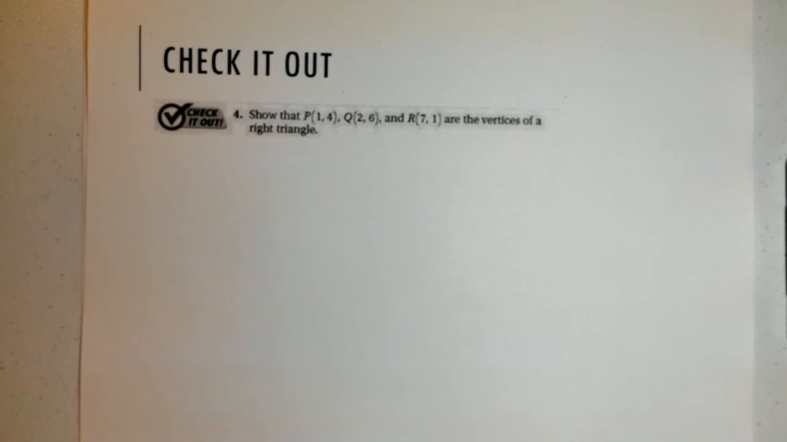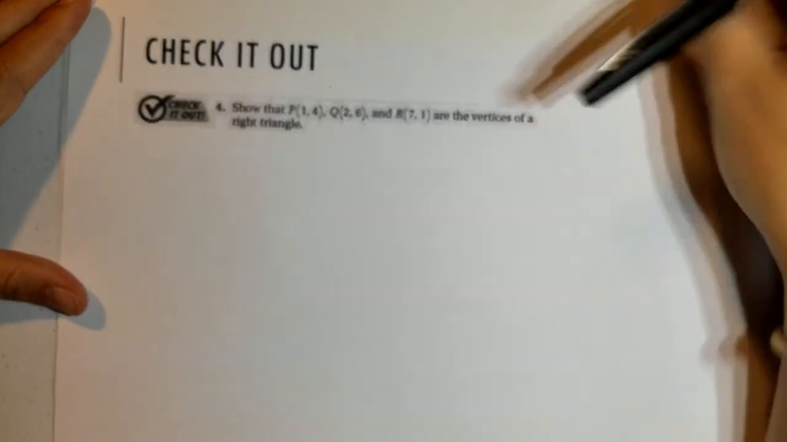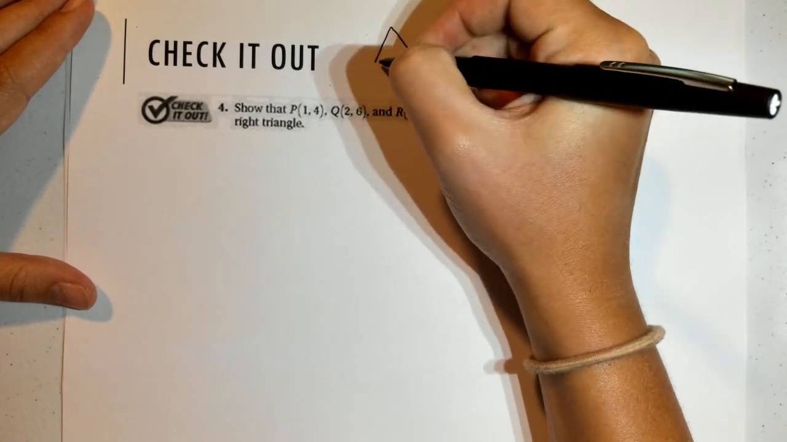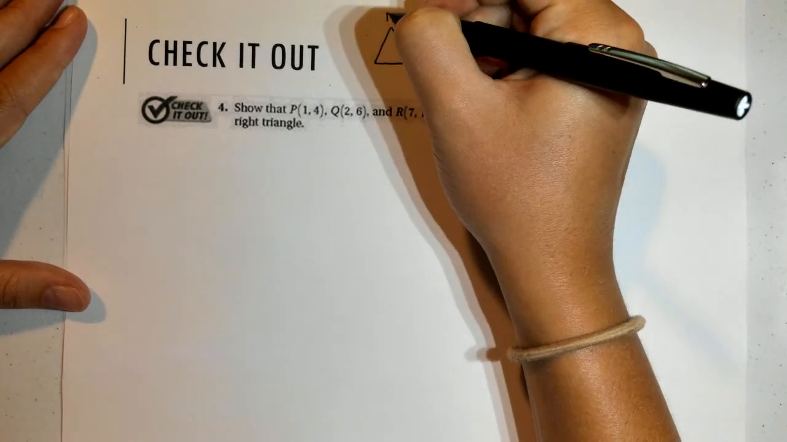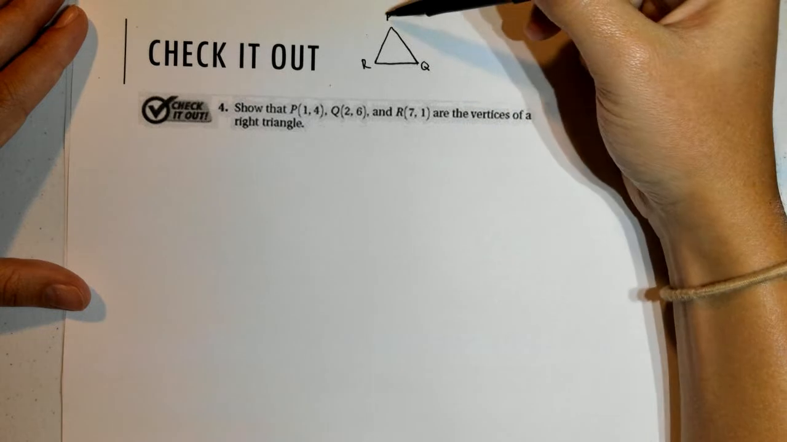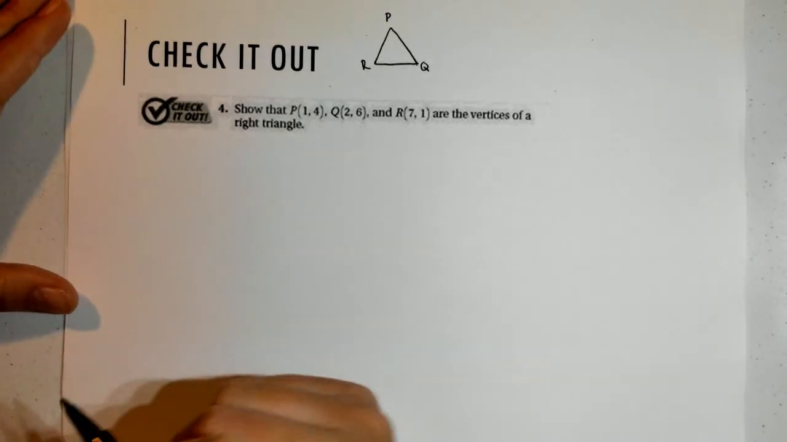Here, we don't know where the right angle is, so we have to find the slope of all 3 of our lines. I'm just going to draw a triangle to help us identify our lines. It's going to be P, Q, R. It's always in alphabetical order. So we're going to have PQ, QR, and RP. We're going to start by finding the slope of all of them.